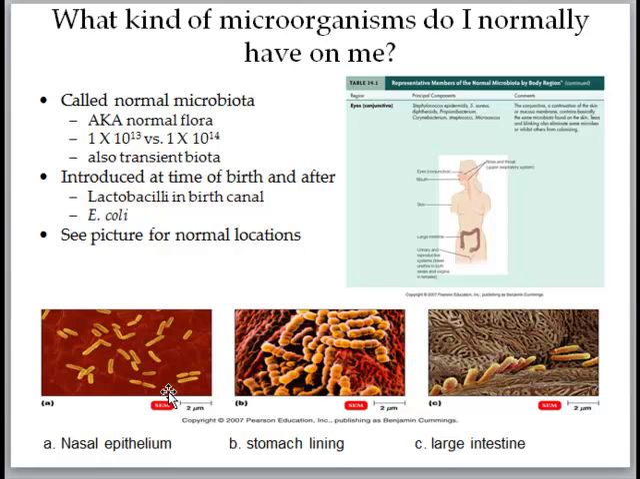For example, up here in the nasal epithelium, you can see the orange rods in the lining. Then you have a lot of them in the lining of the stomach, and then you have bacteria that line the large intestines. So these are just some of the very common bacteria that are present in certain regions of the body. They can be introduced at the time of birth and after. For example, lactobacillus can enter a birth canal, and E.